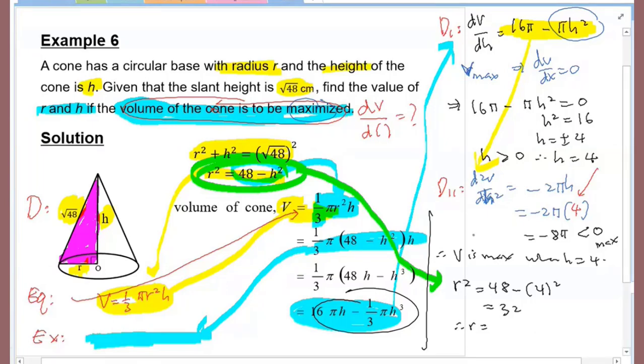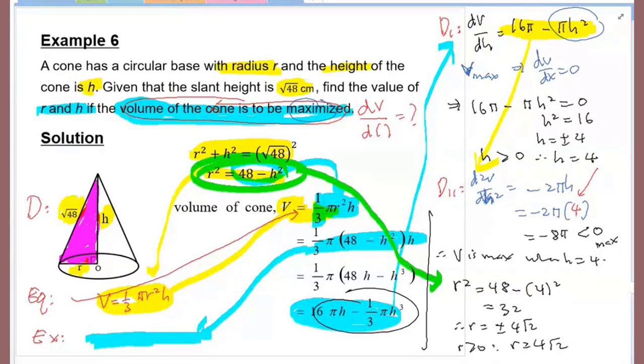Okay, here it is plus minus 4 root 2. It's okay, in decimal. And R is positive. Therefore, R equals 4 root 2. R is the radius, so positive. So now the answer is this. Answer is R equals 4 root 2 and H equals 4.